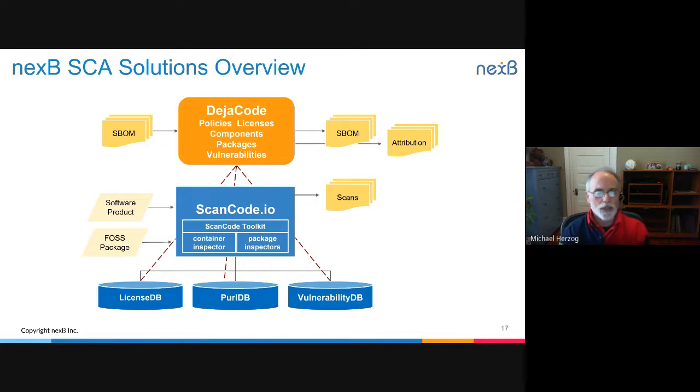So this is kind of a picture of this. One thing that we do in DejaCode is we can both consume and create SBOMs. And DejaCode, it's an application. It's got screens and reports and all the things one would expect from a business application. It's not a technical tool.